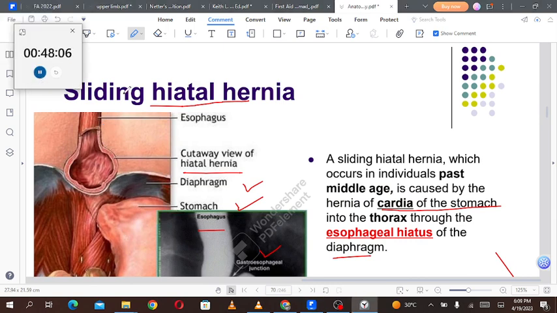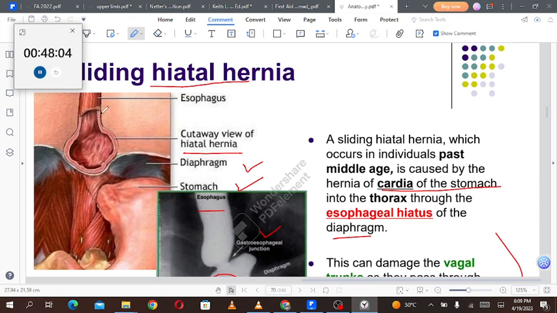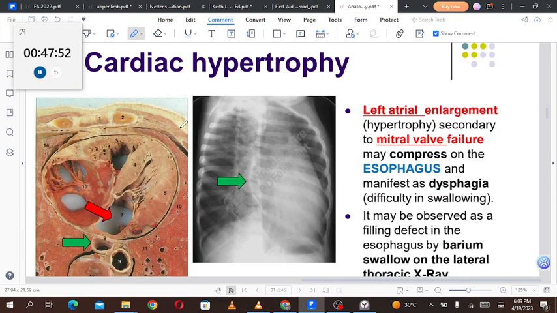Pardon me for that. So we're talking about paraesophageal hiatal hernia. In that case, the cardia will be in its place, but maybe the fundus herniates outwards and comes parallel to the esophagus, and that is called a paraesophageal hiatal hernia. Moving forward to the cardiac hypertrophy.